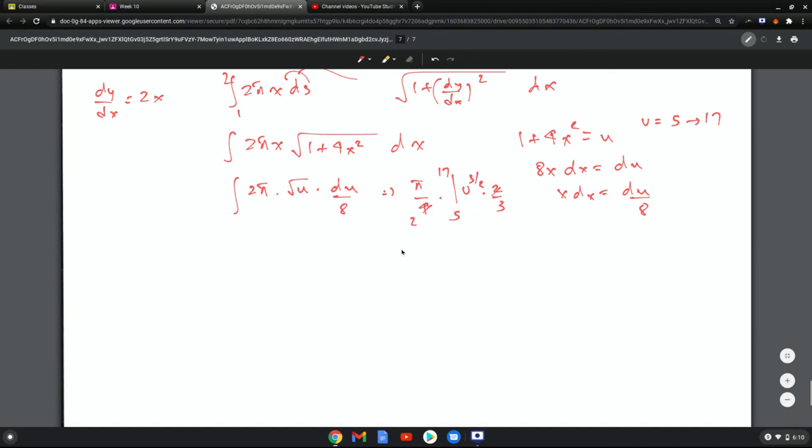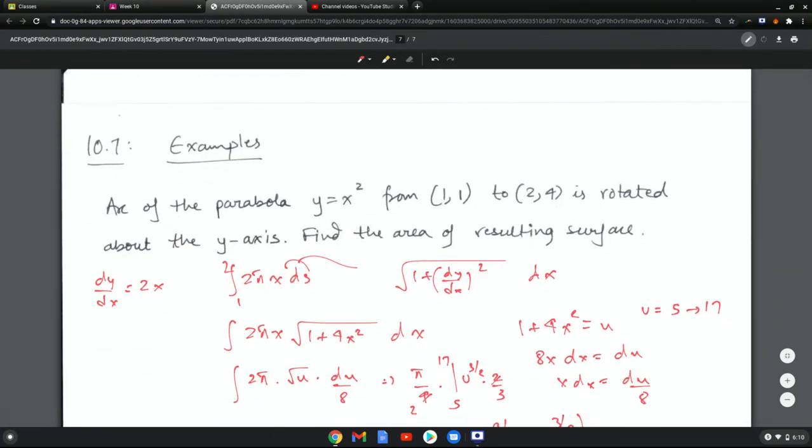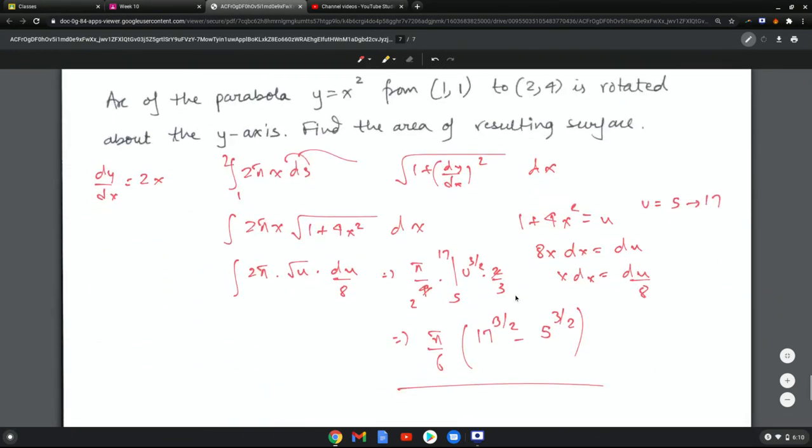This cancels out, so the arc length is pi over 6 times 17 to the 3 halves minus 5 to the 3 halves. Sorry, not arc length, the surface area of the resulting surface. So that's it. That's the end of application of integration.